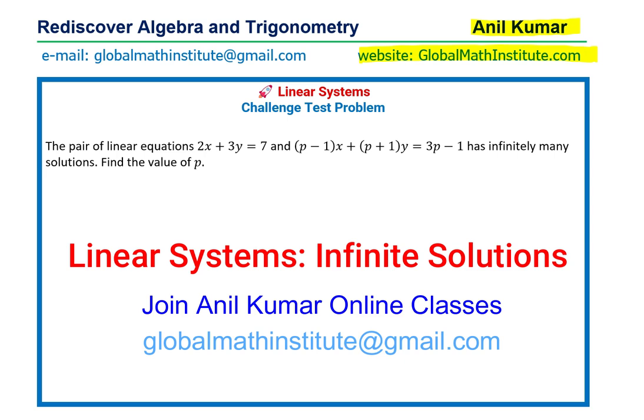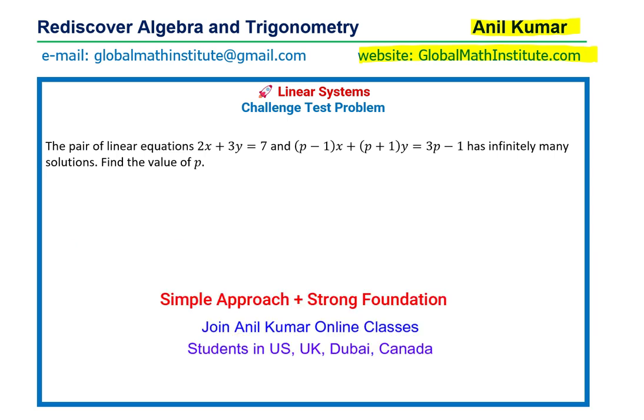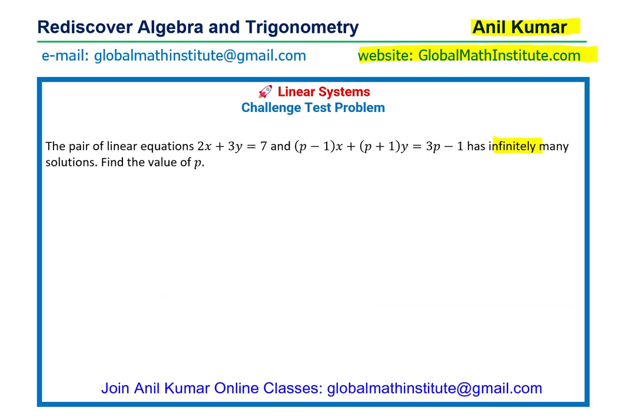The pair of linear equations 2x + 3y = 7 and (p - 1)x + (p + 1)y = 3p - 1 has infinitely many solutions. Find the value of p. You can always pause the video, answer the question, and then look into my suggestions.